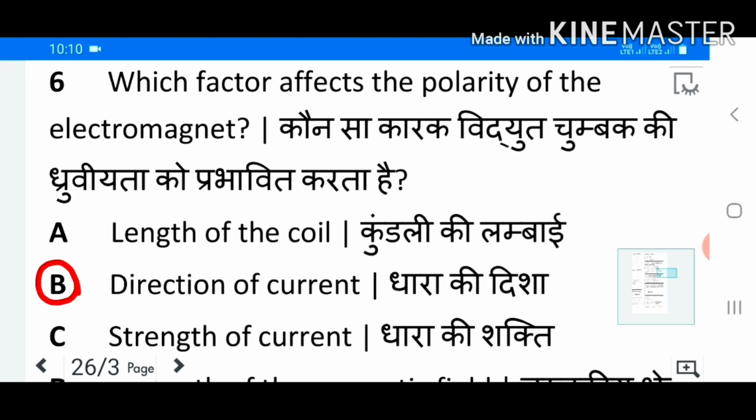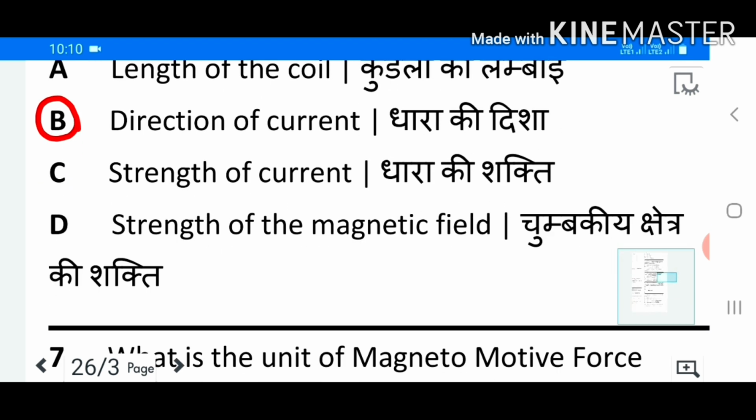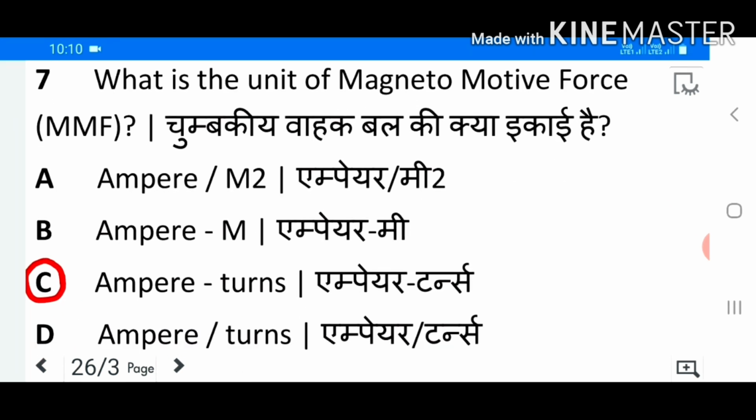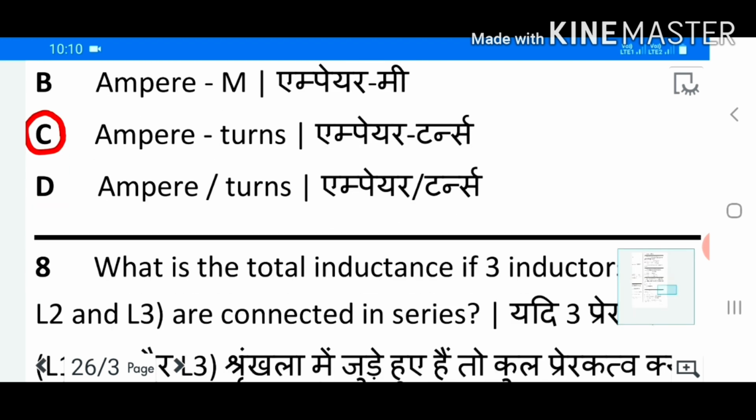6. Which factor affects the polarity of the electromagnet? Answer B. Direction of current. 7. What is the unit of magnetomotive force? Answer C. Ampere turns.